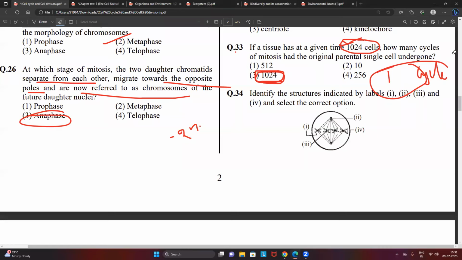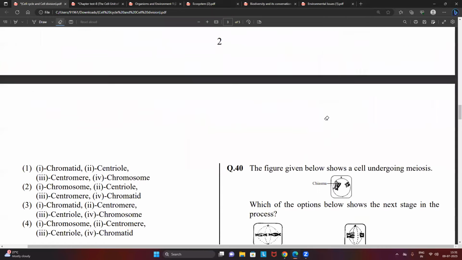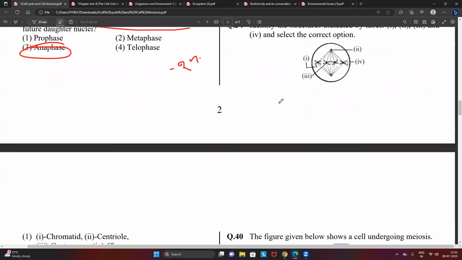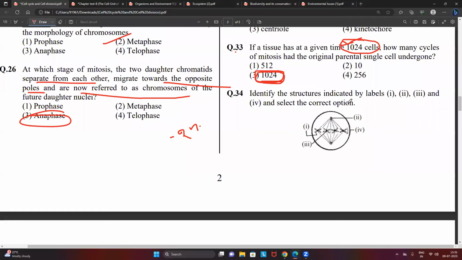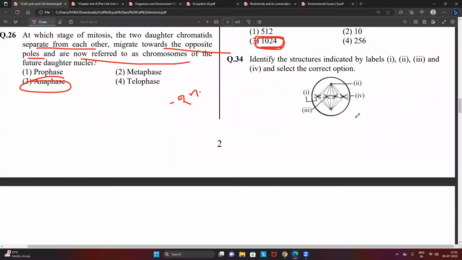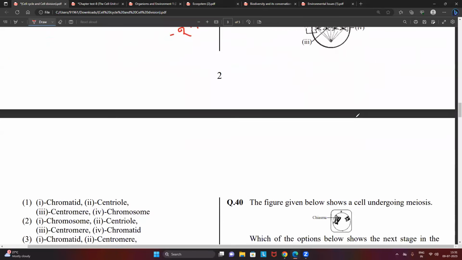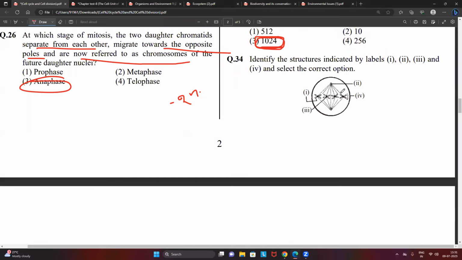Now, all the students try to understand and answer question number 34. Slowly think and answer. First, see the question. Identify the structures indicated by labels 1, 2, 3, 4. First of all, see that picture. Easy, friends. This is the 1. This is the 2. And the middle one is the 3. Lateral one is the 4. Now you choose the correct answer.